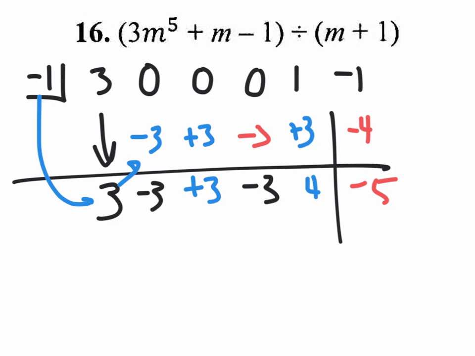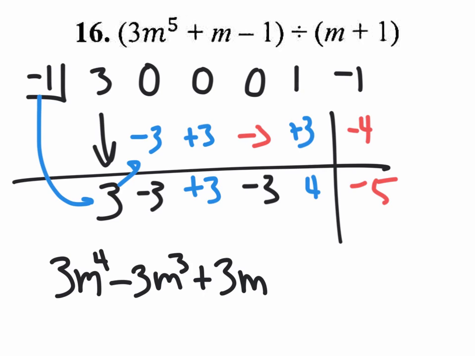So we actually have our answer. We just need to fill it in with the correct m values. So this first 3 is going to be m to the what? M to the fourth. That's right. And then the next one, minus 3, has to be m to the what? 3. And then the plus 3 has to be m to the second. And then minus 3 is next, which is just m. And then a plus 4, which is just 4.